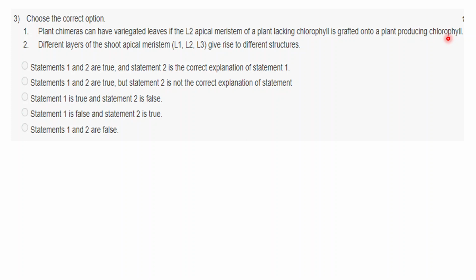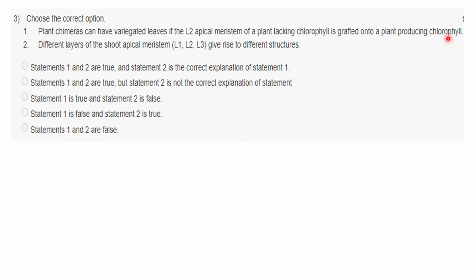And statement number 2, different layers of the shoot apical meristem L1, L2, L3 give rise to different structures. So this is a question about layers of the shoot apical meristem and a transplantation experiment. And the options are: statements 1 and 2 are true. Statement 2 is the correct explanation of statement 1.